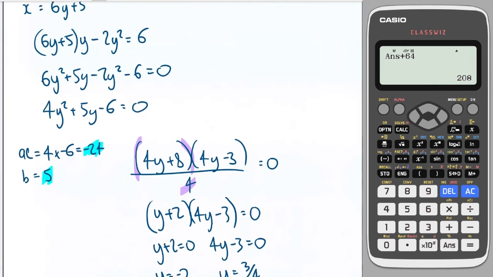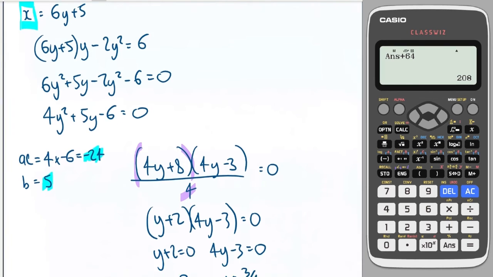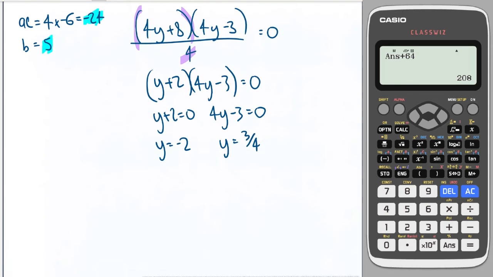Then we go back up to the top, we find the x value by timesing the y value by 6, then plussing 5. So times this by 6, and then plus 5 will give you minus 7. Maybe I'll do this one on my calculator. Times by 6, and then plus 5 gives you 19 over 2, or 9.5.